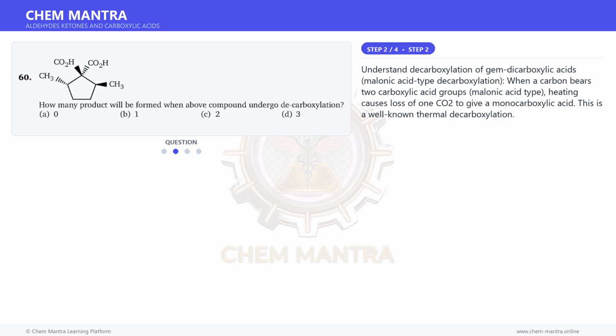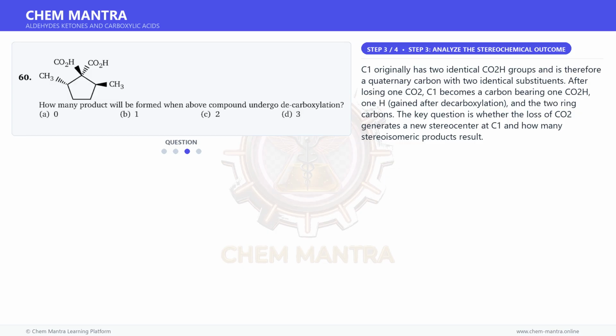Understand decarboxylation of gem dicarboxylic acids, malonic acid type decarboxylation. When a carbon bears two carboxylic acid groups, malonic acid type, heating causes loss of one CO2 to give a monocarboxylic acid. This is a well-known thermal decarboxylation. Moving on to the next step.